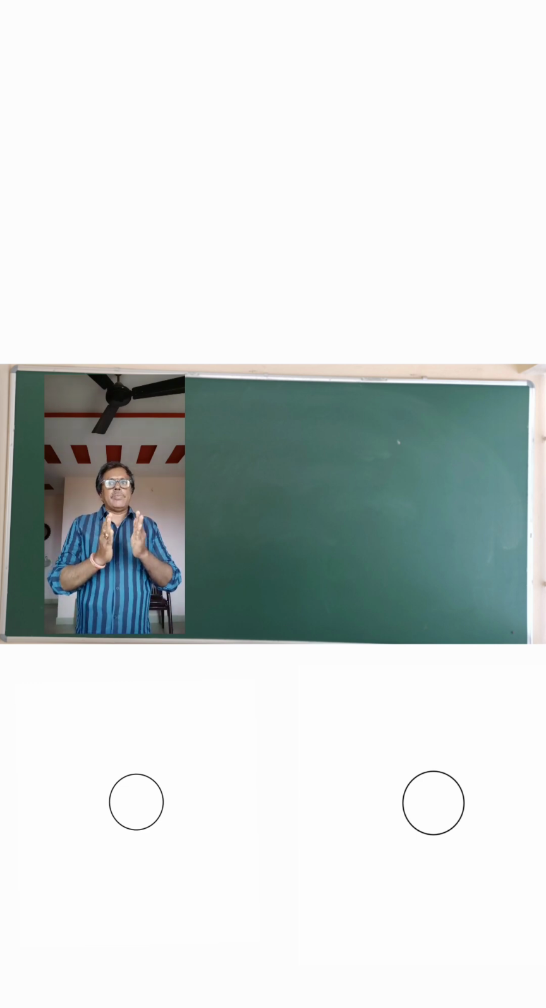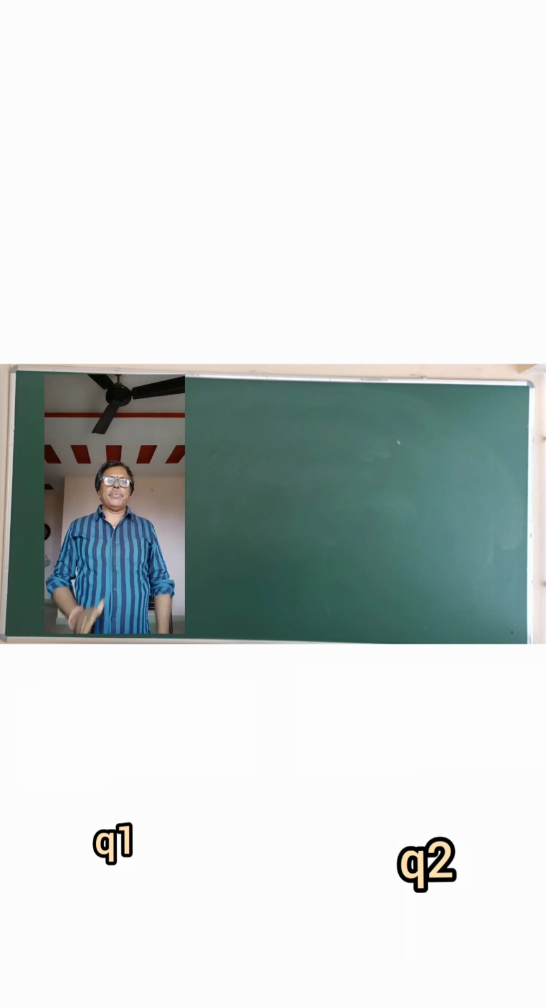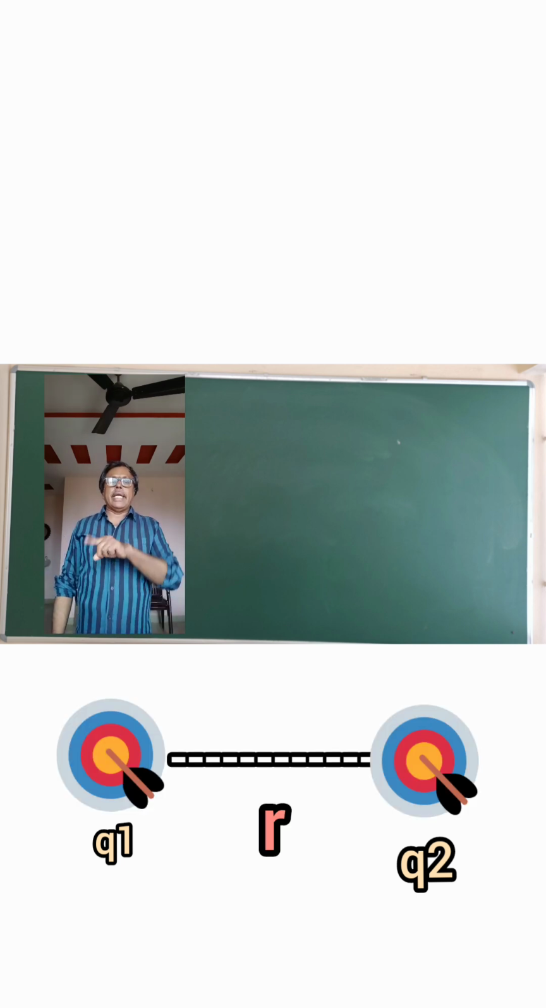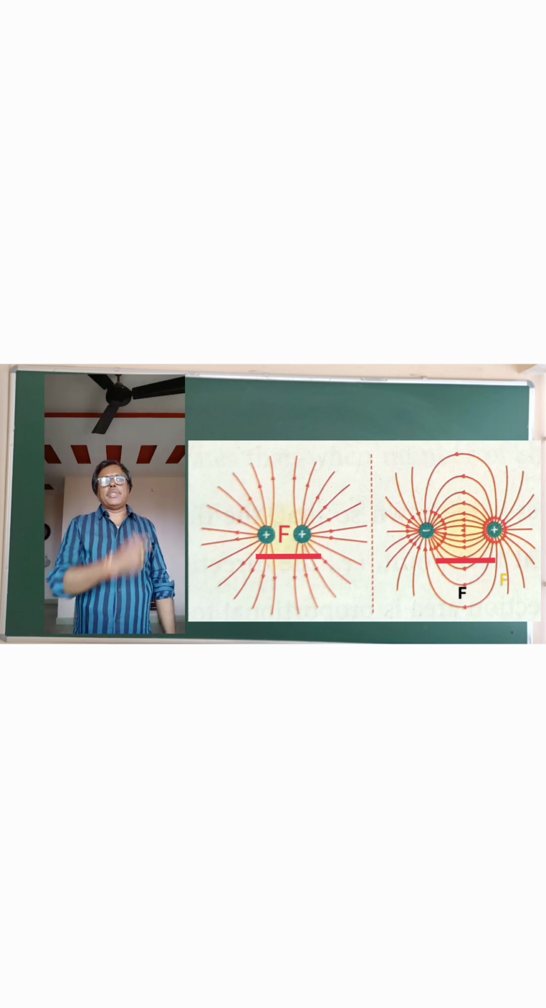Suppose there are two charges Q1 and Q2, which may be either positive or negative. The force of attraction or repulsion between these two charges can be determined by using the formula of Coulomb's law. It can be understood by using Coulomb's law.